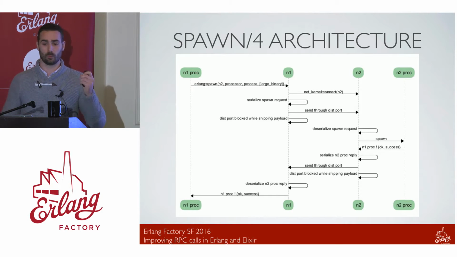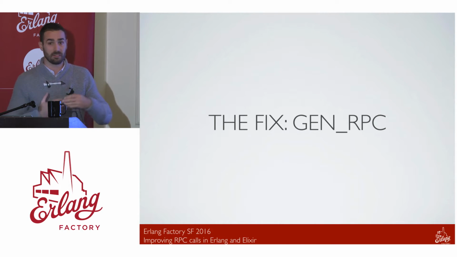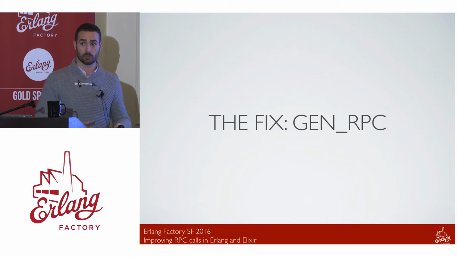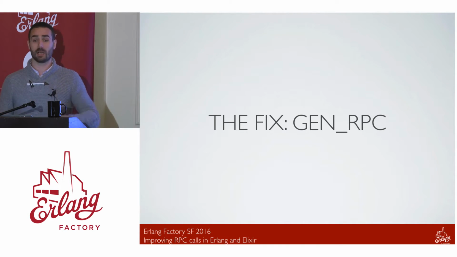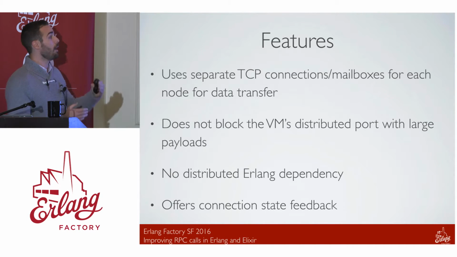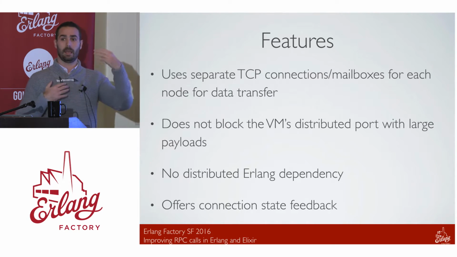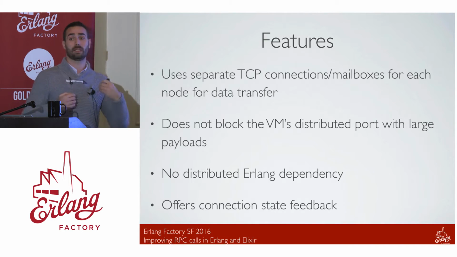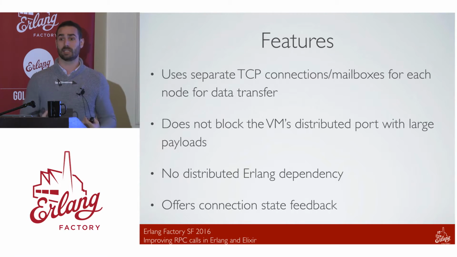So we fixed the first problem. We removed the receiving mailbox. The second problem was much harder to fix because we had to basically invent a way of shipping data outside of the distribution port, out of band, as we call it. And we did. We named the project GenRPC. What it does, basically, is use separate TCP connections, ergo separate mailboxes, for each direction in which you're sending data. So if I'm node A and you are node B, then I'm opening a TCP channel to send data over to you, and you will open a different TCP channel to send data to me.